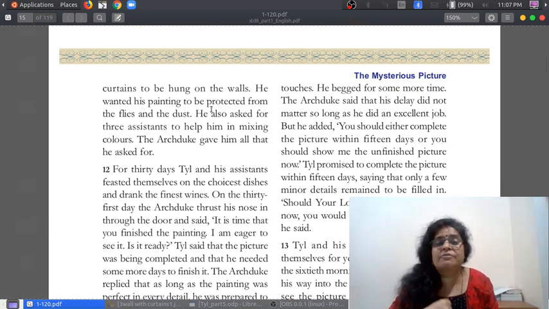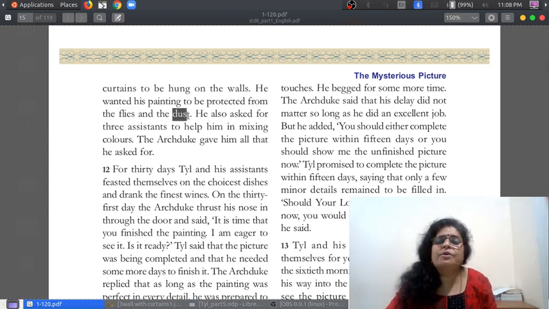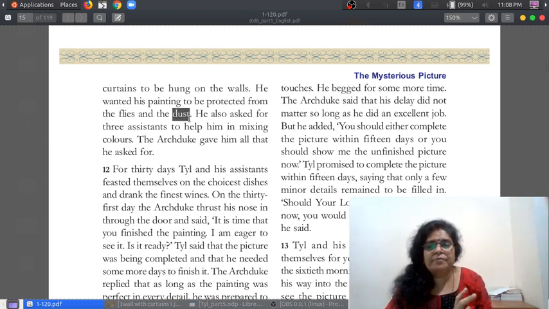Why is he asking for curtains, thick curtains? He wanted his paintings to be protected from the flies and the dust. Protected. What do you mean by protect? Save. From flies and dust. Don't you know flies? Yes, you know. And dust. What do you mean by dust? Podi. Flies, you know. House flies, etc.